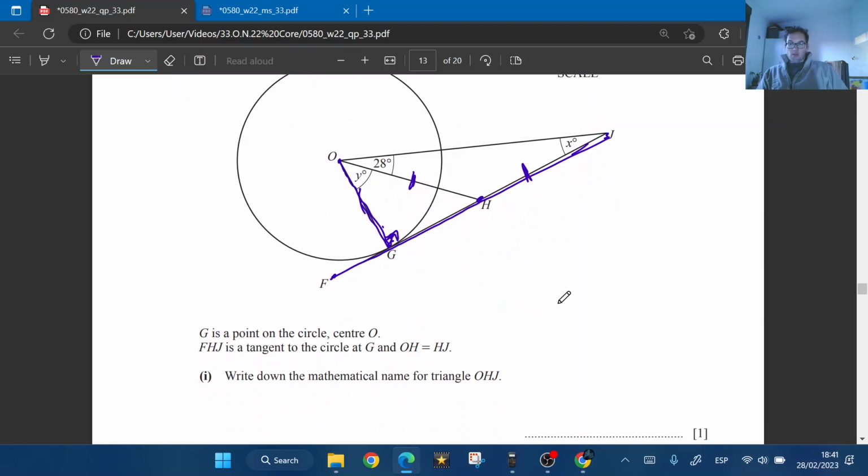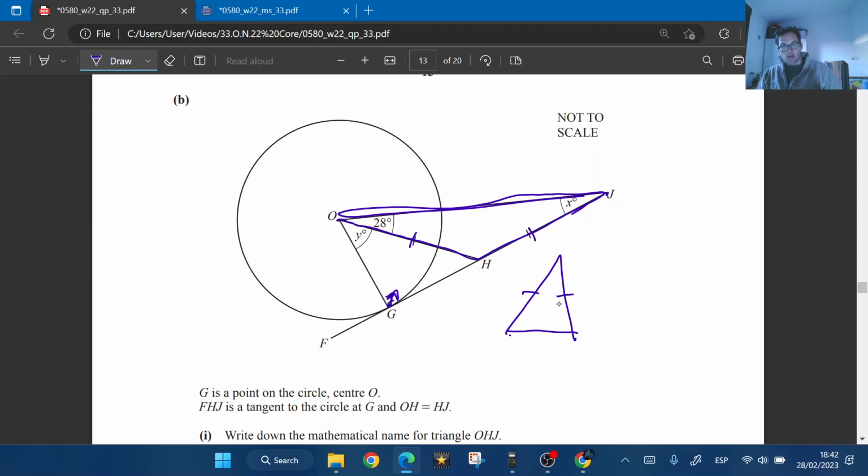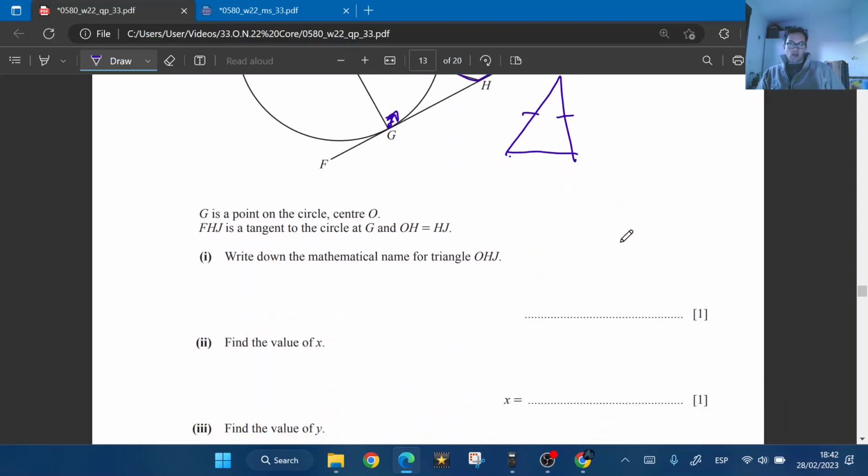Write down the mathematical name of triangle OHJ. Let's just clear the clutter. We know that angle is 90 there. Triangle OHJ is that triangle there. What does it have? Two lines. Now remember, a triangle, we've got two sides the same length. It's called an isosceles triangle.